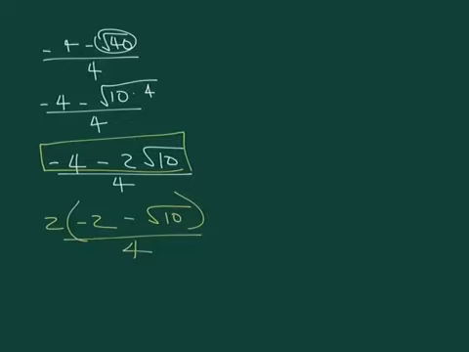All right, so that leaves us with that. 2 over 4 is 1/2. So this changes to negative 2 minus the square root of 10 over 2. Now it doesn't look too bad, so we'll go ahead and leave that. All right, let's jump to B.